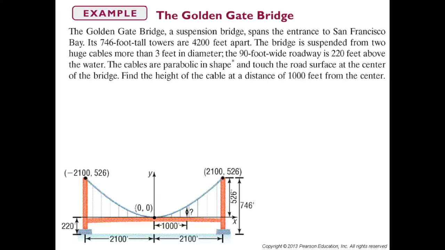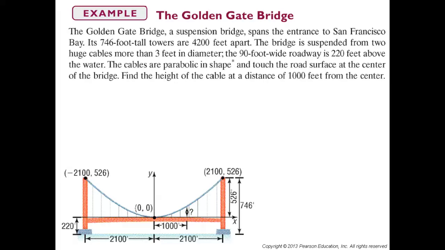Awesome feat of engineering to decide to do it that way. Really, really cool. All right, so suspension bridge spans the entrance of the San Francisco Bay. It's 746 feet tall, and towers are 4,200 feet apart. The bridge is suspended from 2 huge cables, more than 3 feet in diameter, and the 90-foot roadway is 220 feet above the water. The cables are parabolic in shape, so we're kind of simplifying that a little bit. And they touch the road surface at the center of the bridge.